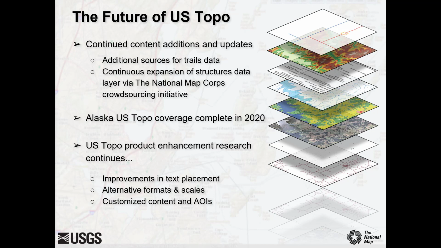US Topo coverage of Alaska will also be completed by the end of 2020. Finally, research continues into enhancements of US Topo products, such as improvements in text placement and providing maps in alternative formats, scales, or with customized content in areas of interest.